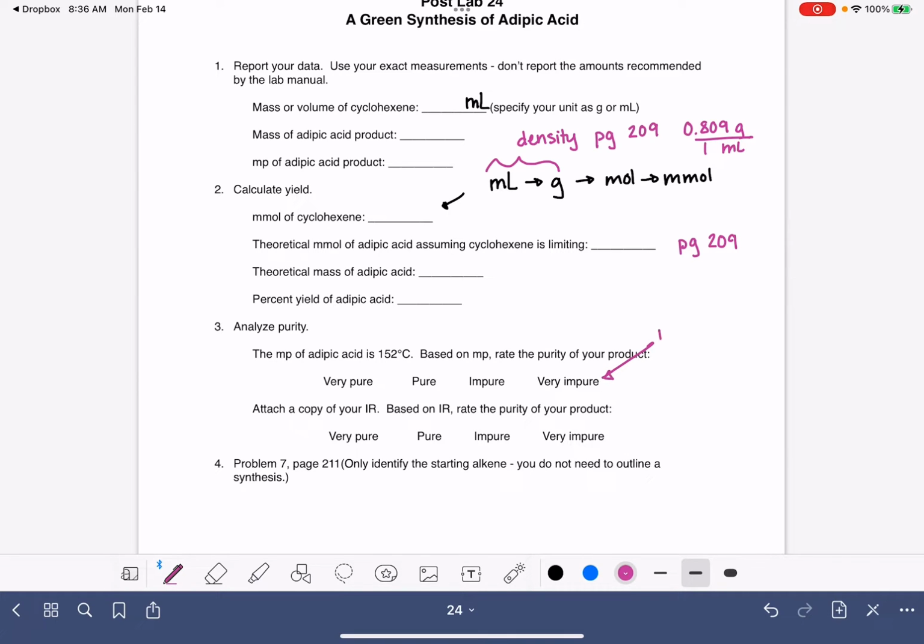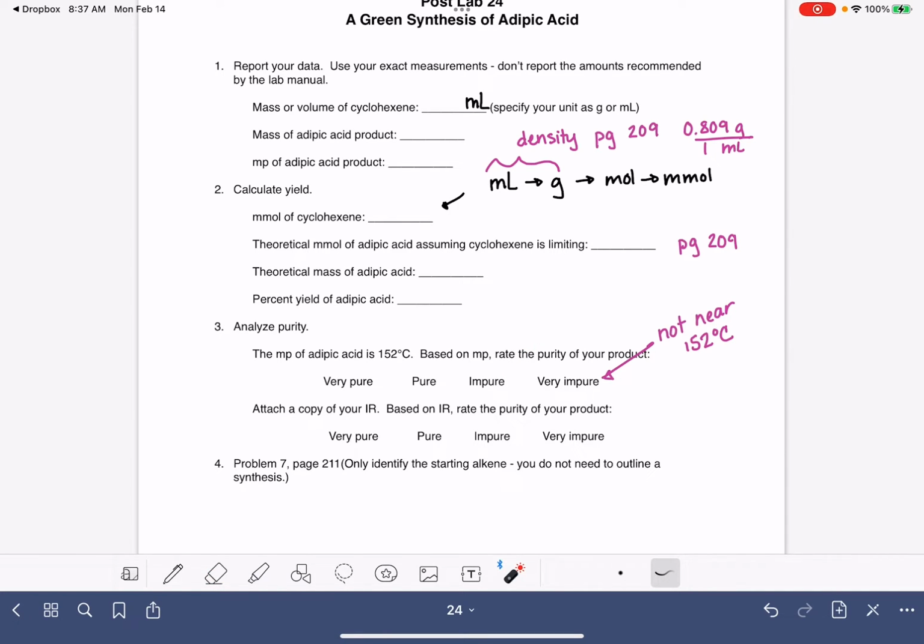Very impure, I would call that nowhere near 152. A melting point that isn't even close to this, it's 200 degrees or it's 90 degrees or something, not even close. Impure would be something that is kind of in the ballpark of 152, but it's off, maybe 10 degrees off, or maybe a really wide range of melting points. I think that when you see your data, you'll be able to classify it. People usually are harder on themselves than they need to be. And I want to erase these again because I know that some of you will take it as the gospel and it's not.